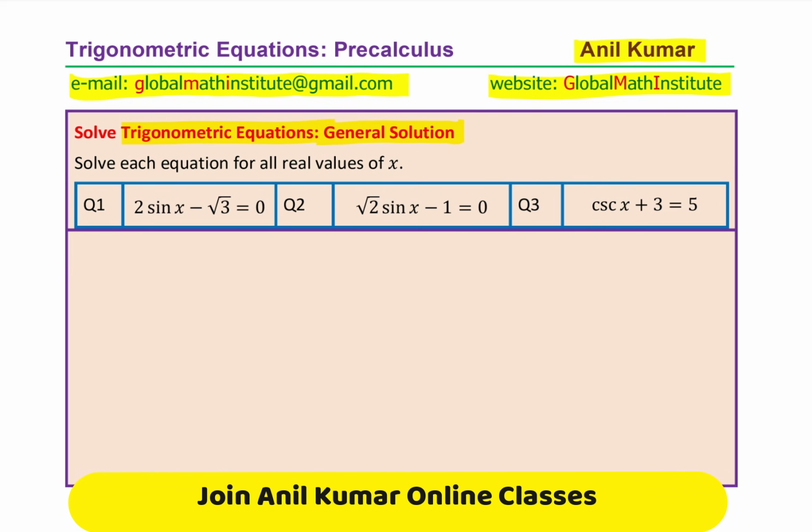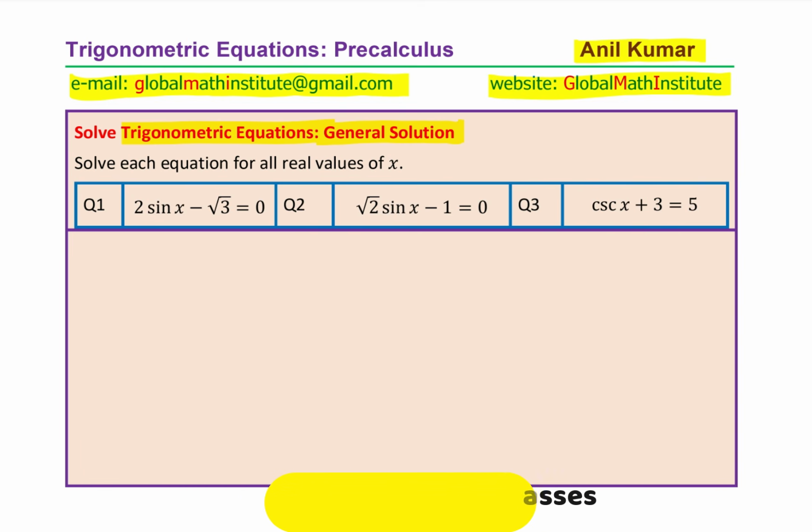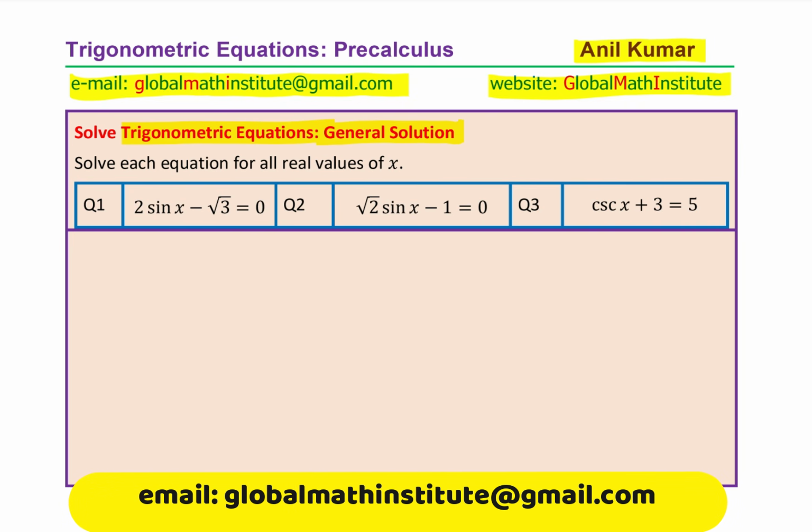Let us now look into the general solution of sine equations and also understand the concept. Well, as you can see, question 1 is 2 sine x minus square root 3 equals to 0. Question 2, square root 2 sine x minus 1 equals to 0. And then cosecant x plus 3 equals to 5.